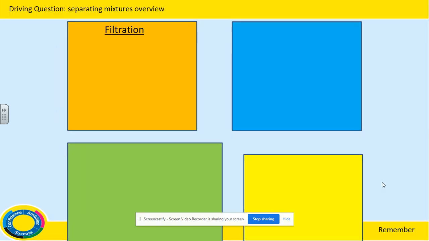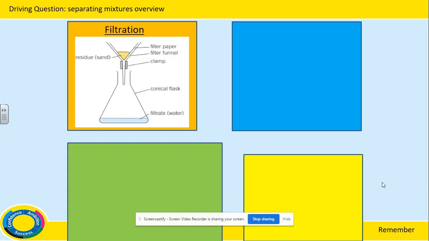Now, there are four main types of separating techniques. You will need to remember these four for the next activity that comes up. The first one is filtration. As you can see, there are different parts to filtration.